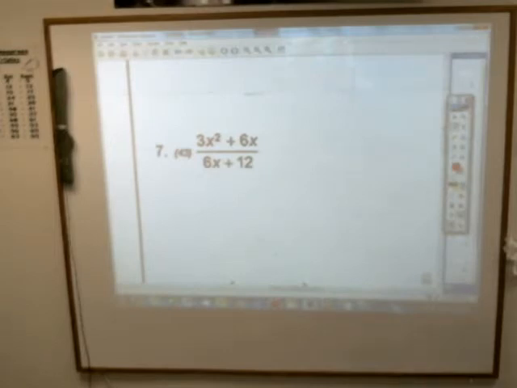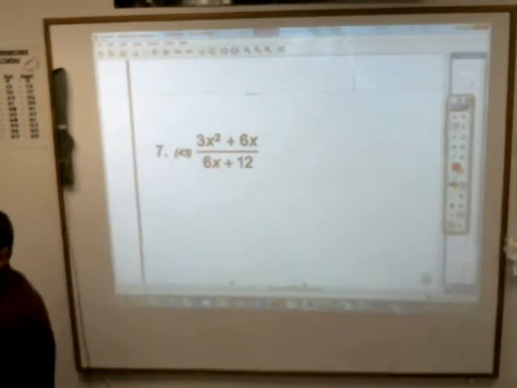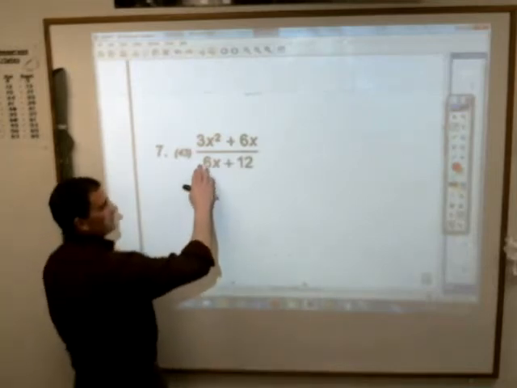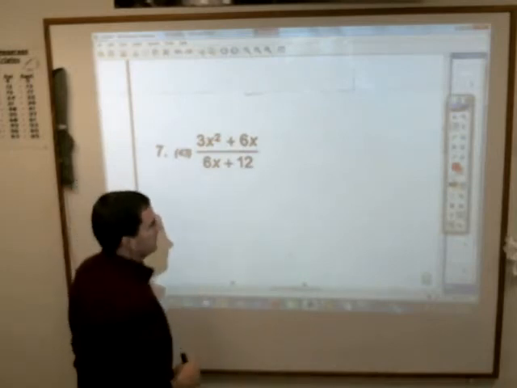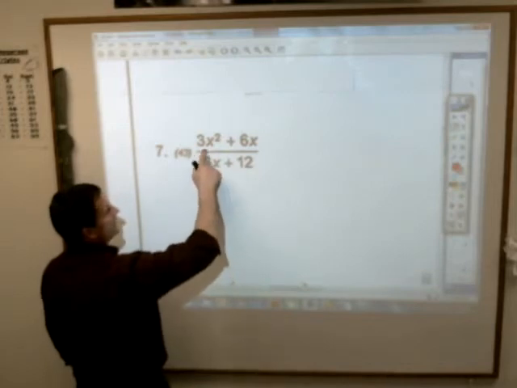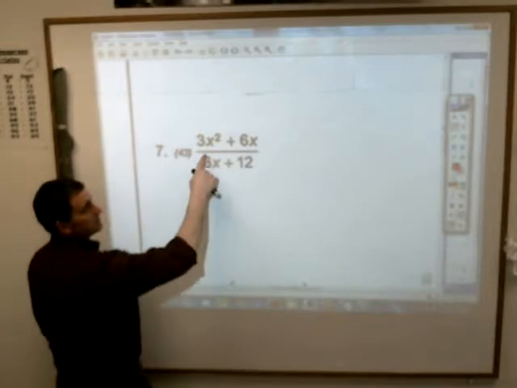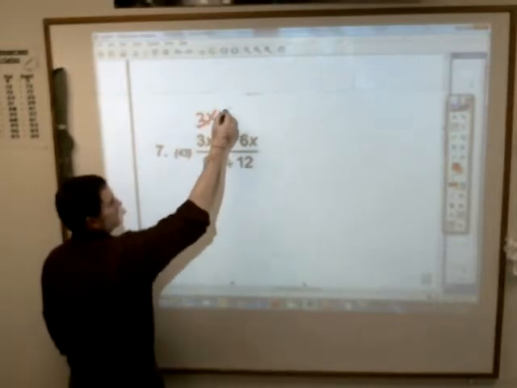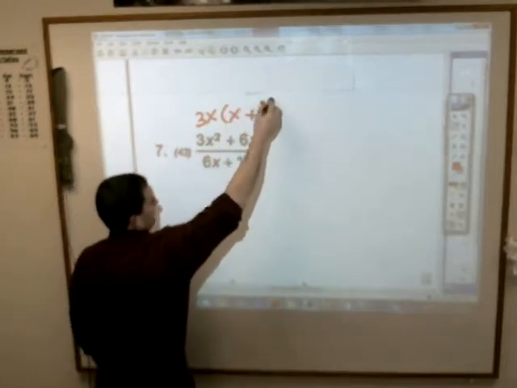Remember on this, you're not allowed just to cross off like these 6x's. Why? Because in order to do that, they have to be multiplication, it has to be factors. The only way to cross off 6x plus 12 would be if there was a 6x plus 12 on top. So the first thing you want to do is try and see if you can make these into factors. In other words, what can you take out of these? Well, out of the top, I can take a 3 and an x out. If I take a 3x out, I'm left with x plus 2, correct?